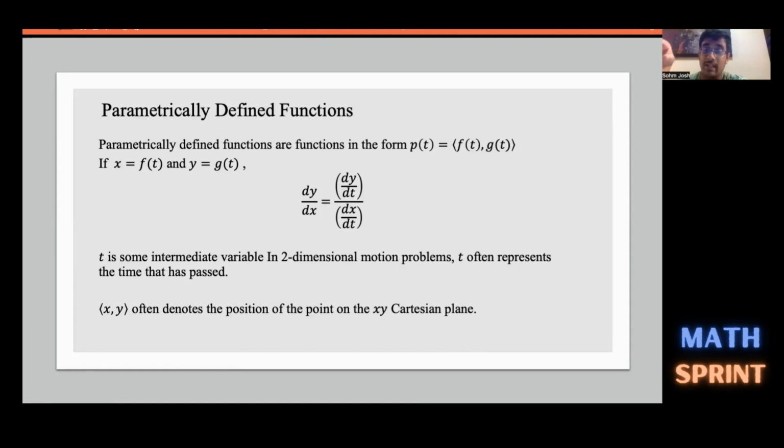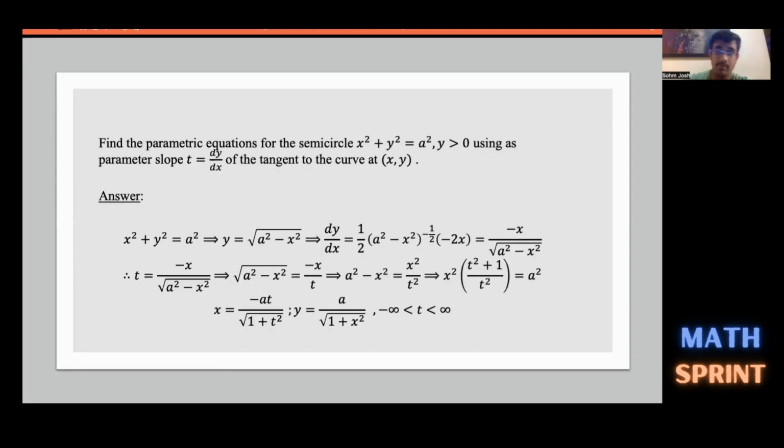And if that's so, then you have to just use the formula dy by dx is equal to dy by dt, the whole thing divided by dx by dt. This, if you notice, is just another way of expressing the chain rule. Often in most problems involving parametric equations, at least in my experience, t is used to denote time, so that x and y together can be used to denote the position on a Cartesian plane, but not always.